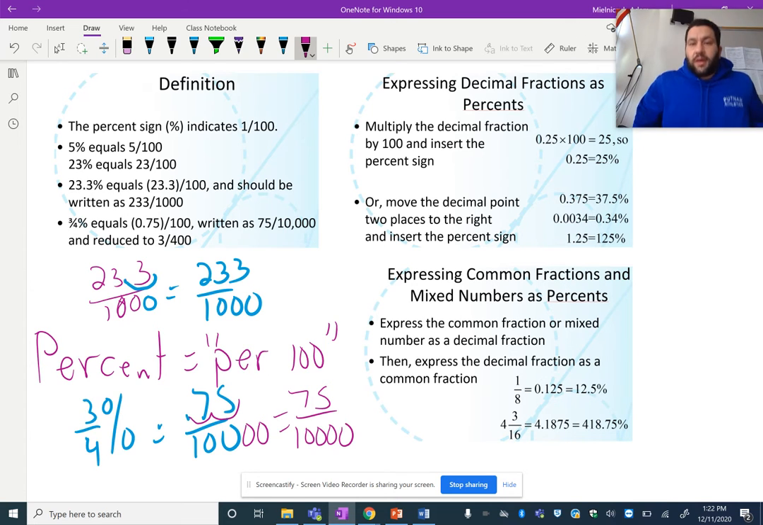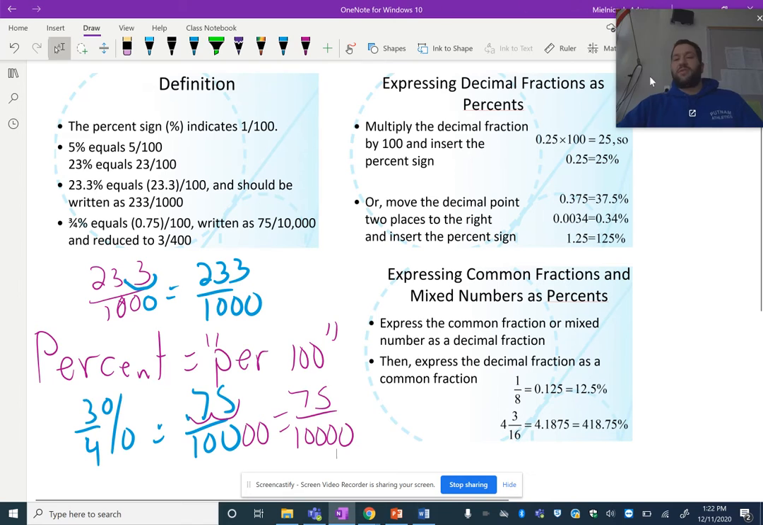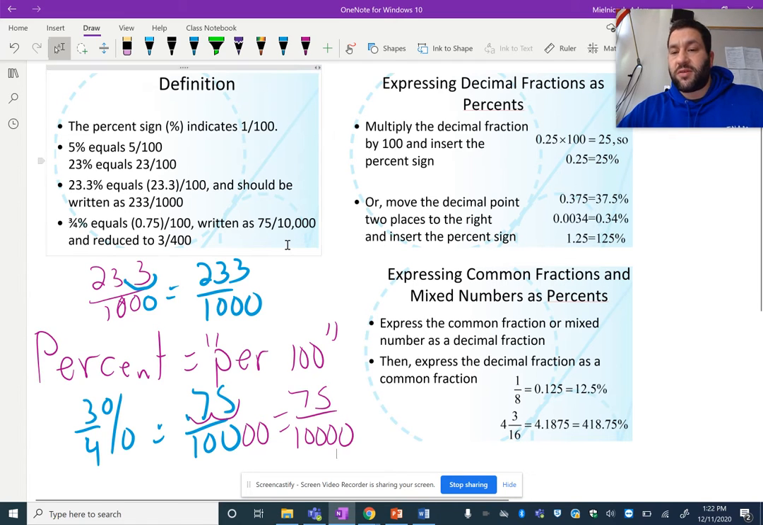Expressing decimal fractions as percents. If you want to take decimal fractions and change them to percents, you multiply the decimal fraction by 100 and insert the percent sign. So 0.25 times 100 would give you 25. So 0.25 is 25%. Or you can just move the decimal point 2 places to the right.